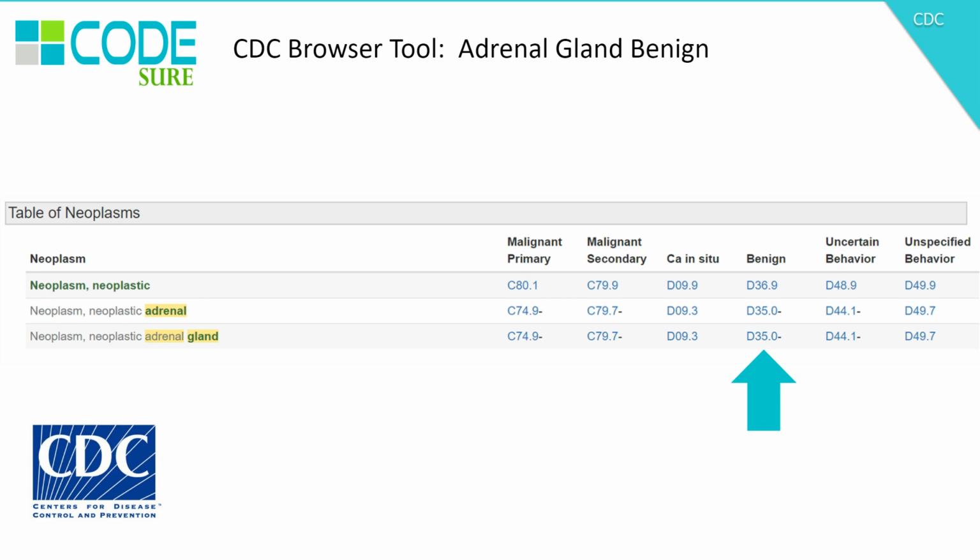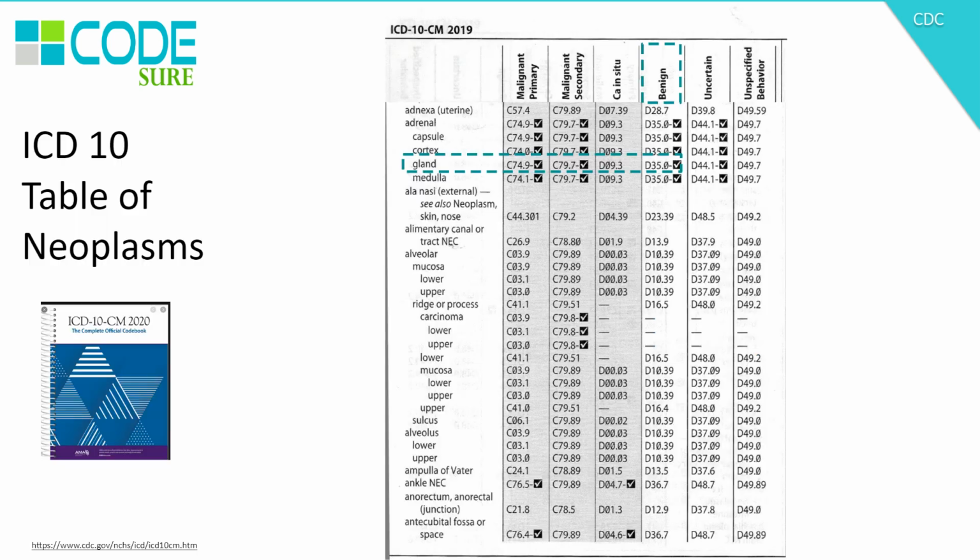We've been linked to our 3 returns. There's the benign column, and there's the neoplasm, neoplastic adrenal gland. That's our code, D36.0. Let's do a quick double check with the ICD-10-CM codebook. There we are, adrenal gland, benign, D35.0. The returns are the same, but I thought it'd be interesting to see how the code looks in the codebook.